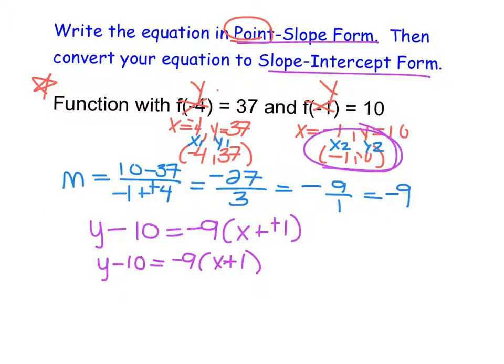Now I need to rewrite it into slope-intercept form. So I'm going to start by distributing the negative 9. So I have y minus 10 is equal to negative 9x plus a negative 9. Then I'm going to get the y alone by adding 10 to each side. So I ultimately find the slope-intercept form of y equals negative 9x plus 1.